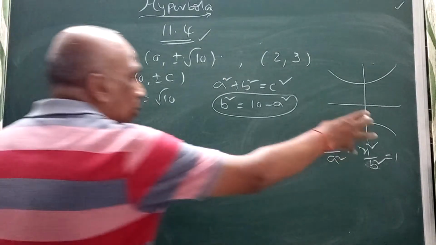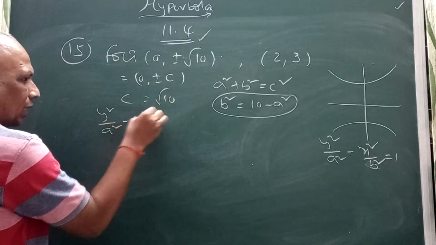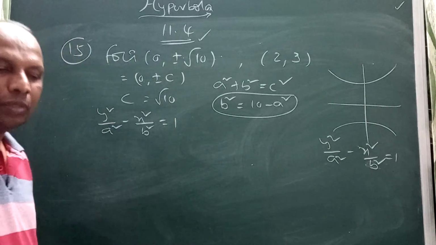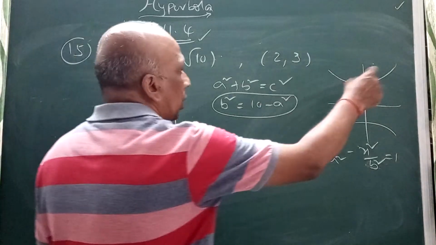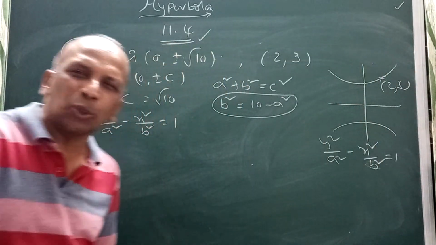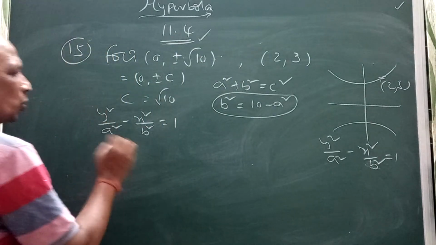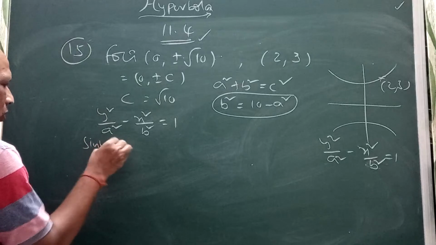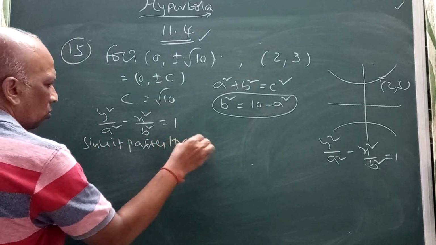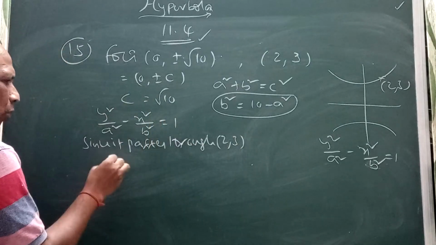Now you can see the required hyperbola equation, I can write: y square by a square minus x square by b square is equal to 1. But this hyperbola passes through 2, comma 3, right? Since it passes through 2, comma 3, substitute in this.